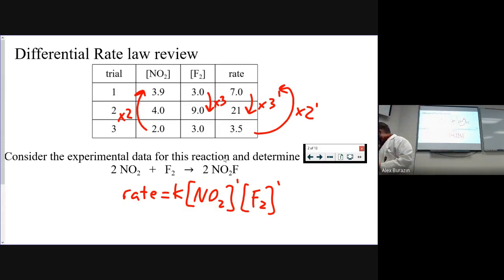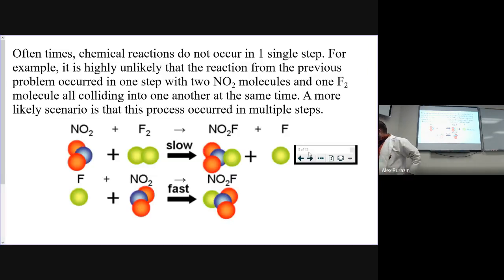So as a result of that, it more likely occurs in a series of steps. The more likely scenario is, instead of having 3 molecules all smack into each other at once, two molecules smack into each other, create something, and then a third one comes in and smacks it later, in a series of what are known as elementary steps or elementary reactions. That's much more likely.